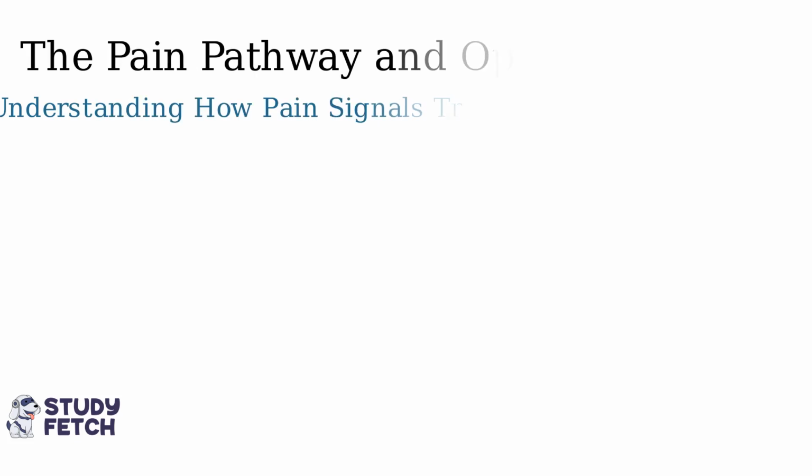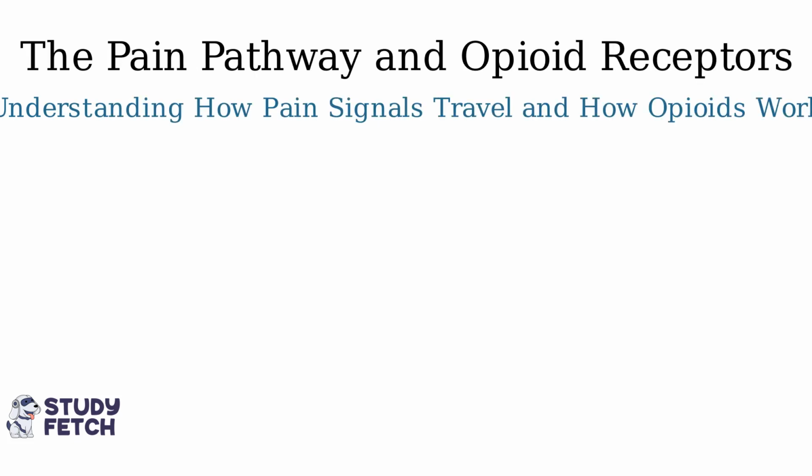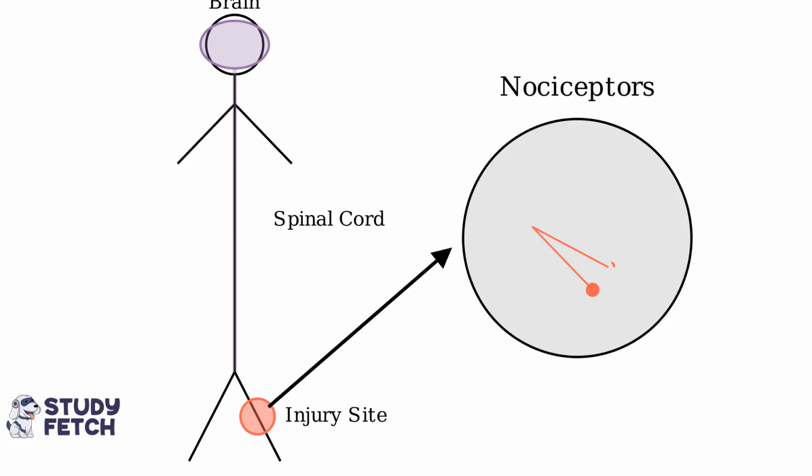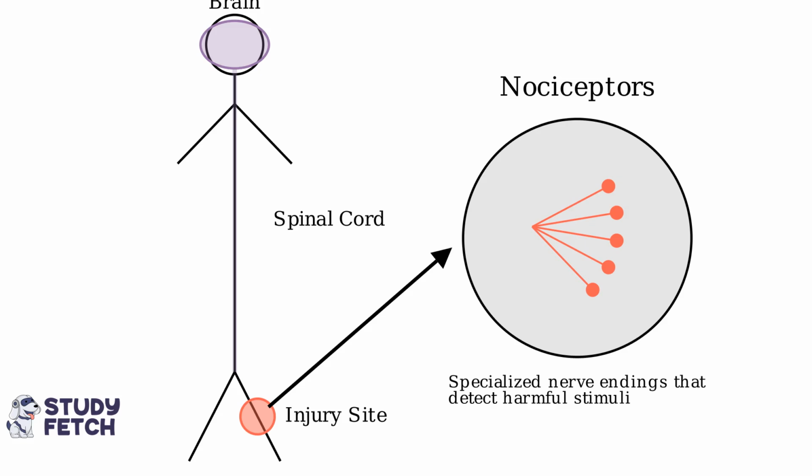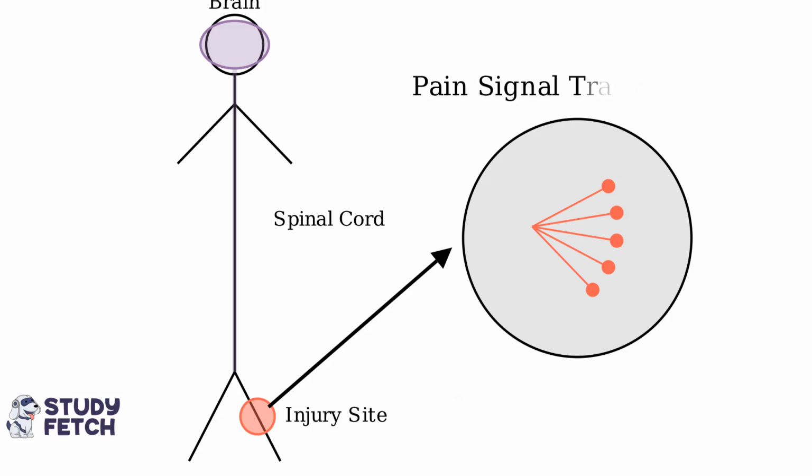In this section, we'll explore the pain pathway and how opioid receptors interact with this system. Pain begins when an injury or inflammation occurs somewhere in the body. At the injury site, specialized nerve endings called nociceptors detect harmful stimuli like tissue damage or inflammation. These nociceptors convert the harmful stimulus into electrical signals that travel through nerve fibers.